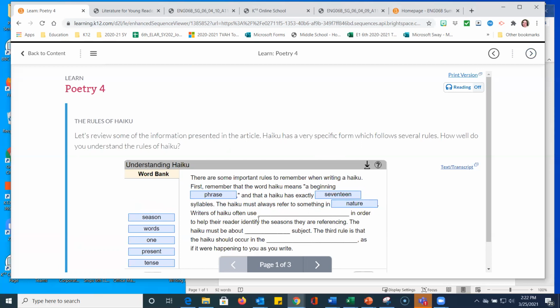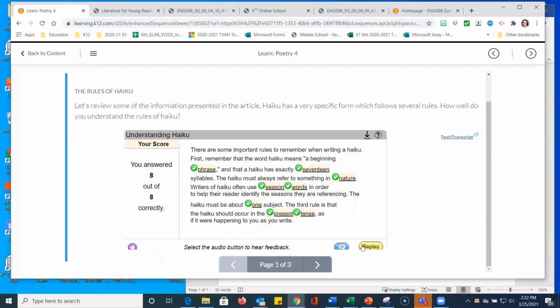Writers of a haiku often use, could it be season words, in order to help their reader identify the seasons they are referencing. The haiku must be about one subject. The third rule is that the haiku should occur in the present tense, as if it were happening to you as you write. All right, let's check. Yay! And you can try to replay if you'd like.